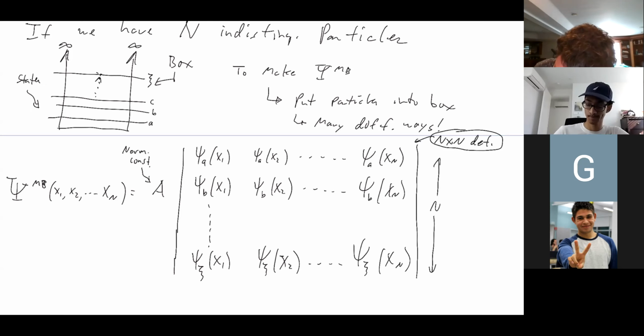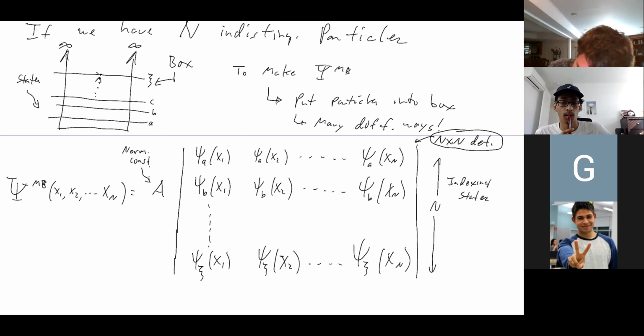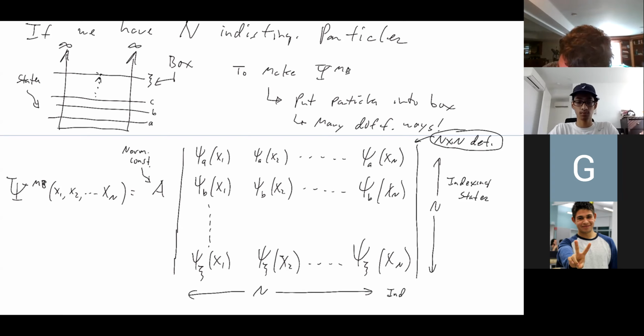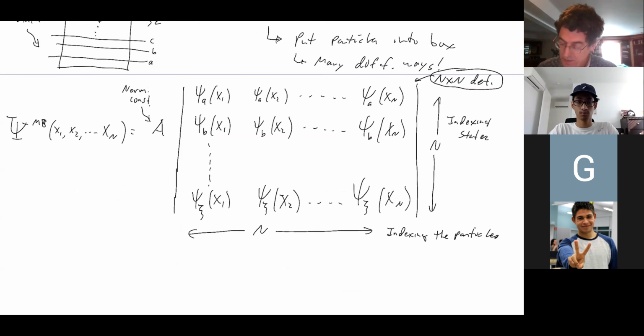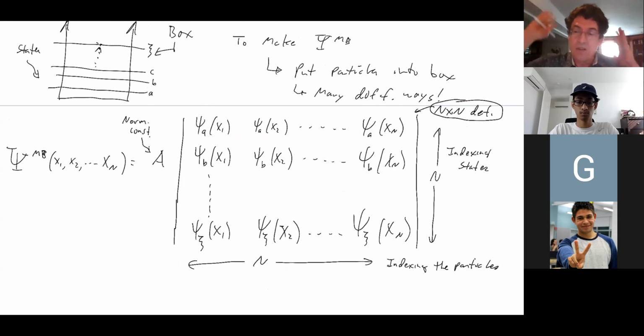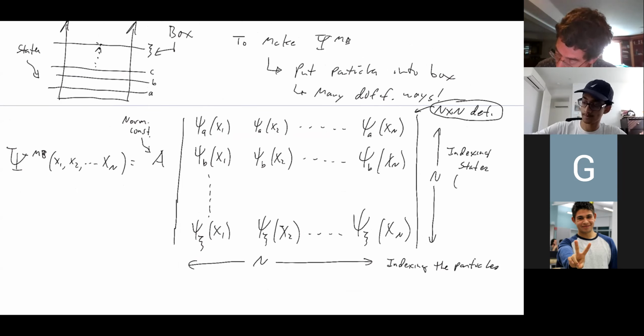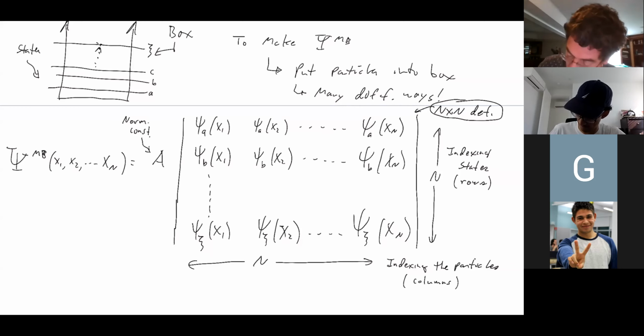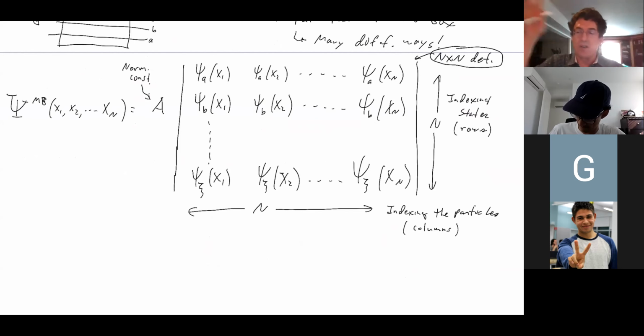And you can see that in the vertical direction, we're indexing the states, and in the horizontal direction, we're indexing the particles. Basically the idea is that we're just throwing the particles into the box, into all the different states, and the different states we throw the particles into, we index by the rows. But the different particles, particle 1, particle 2, particle 3 to particle n, we index via the columns of this determinant. If you do all the operations of the determinant, you get a big gigantic function, and this function gives you the proper symmetrization.